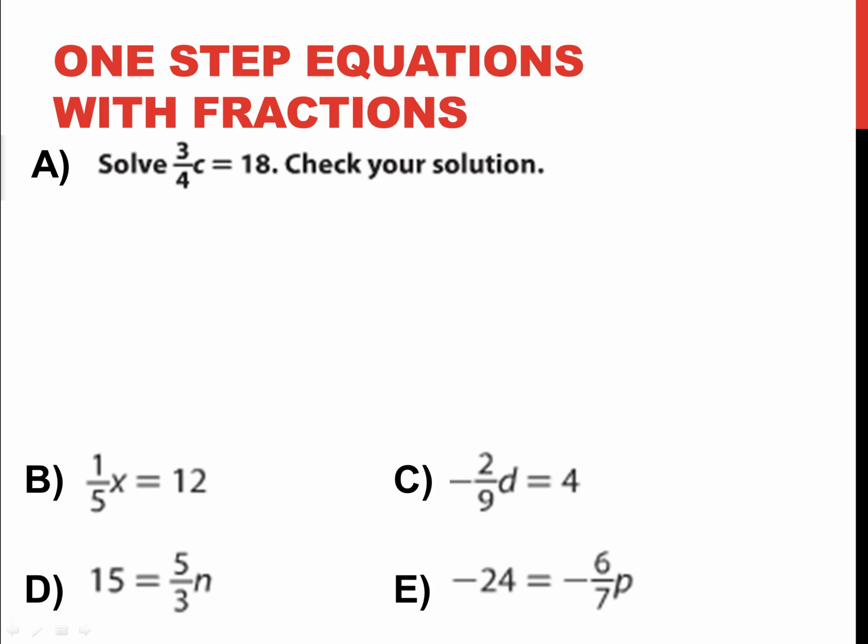All right, so first, our example A, we have to solve the equation 3/4 c equals 18. The first thing I've got to realize is that I am multiplying. So 3/4 is multiplying the variable c. One-step equations, or any equation, need you to perform inverse operations to isolate that variable. So I'm going to multiply by the reciprocal.